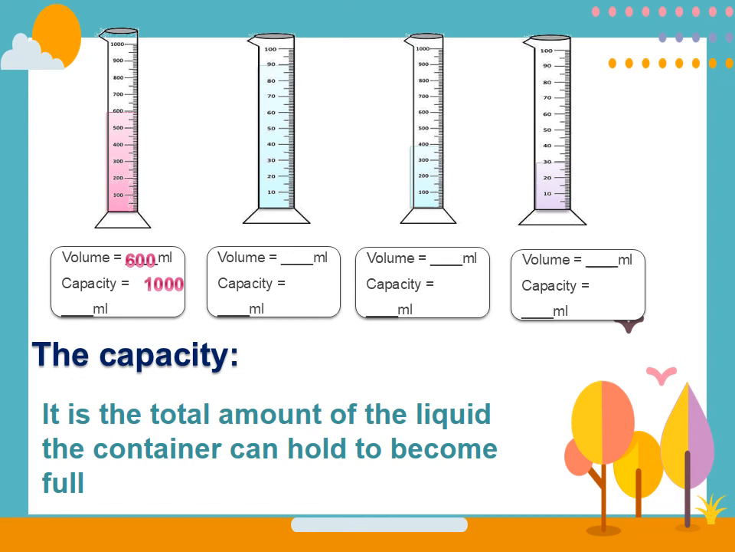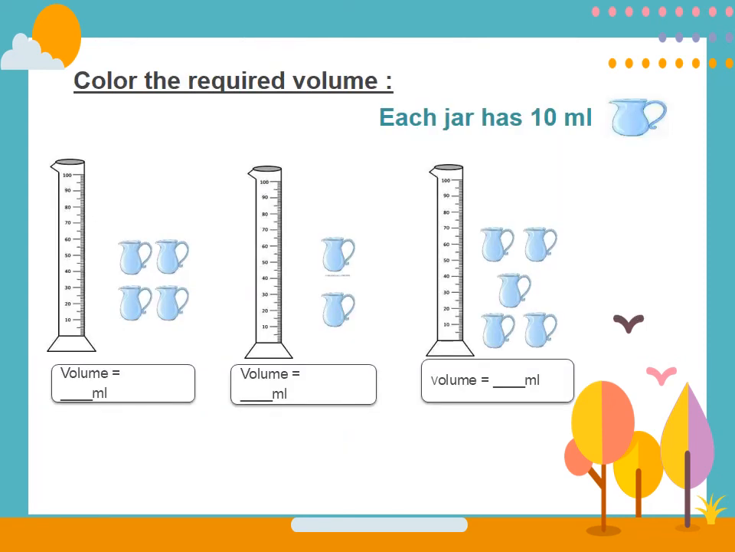Okay, the next one, let's read the volume. The volume here is up to 90 milliliters, but the graduated cylinder can hold 100. Okay, the next one. The volume is what? 400. Excellent. What is the capacity? 1,000. Excellent, primary 3. The next one. The volume is what? It's 30 milliliters and the capacity is 100. Excellent.